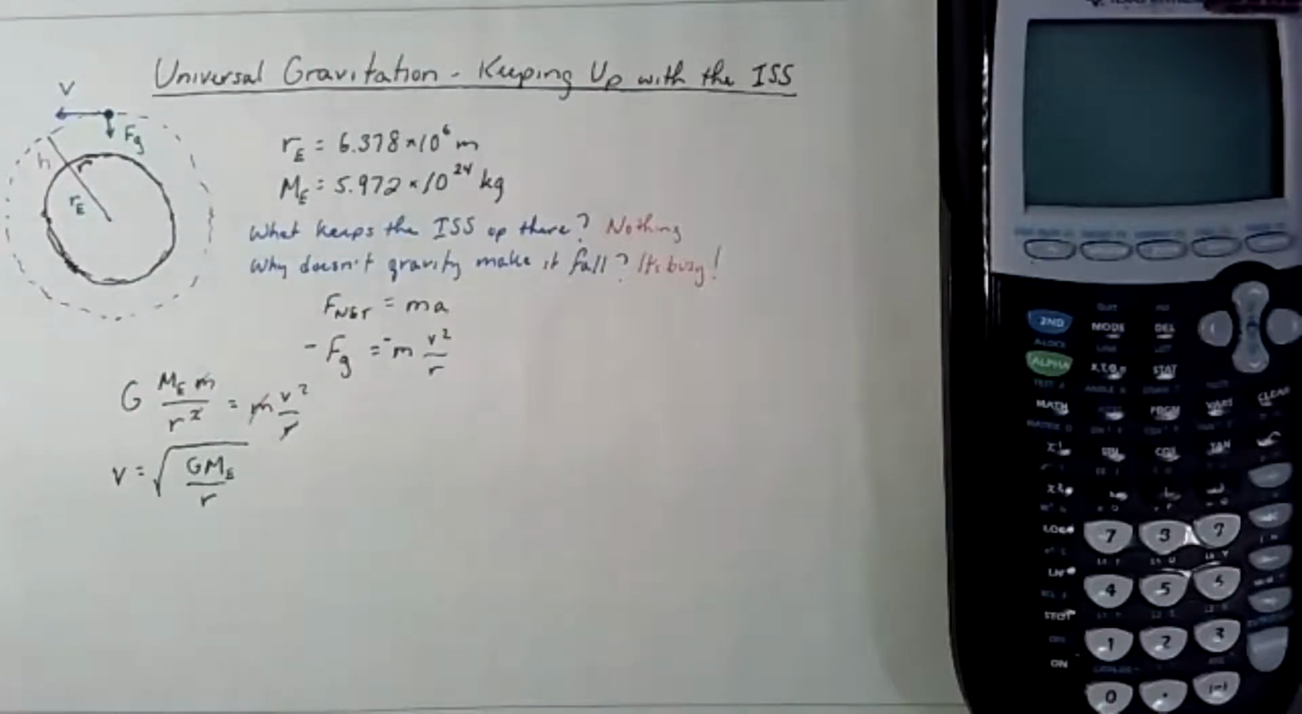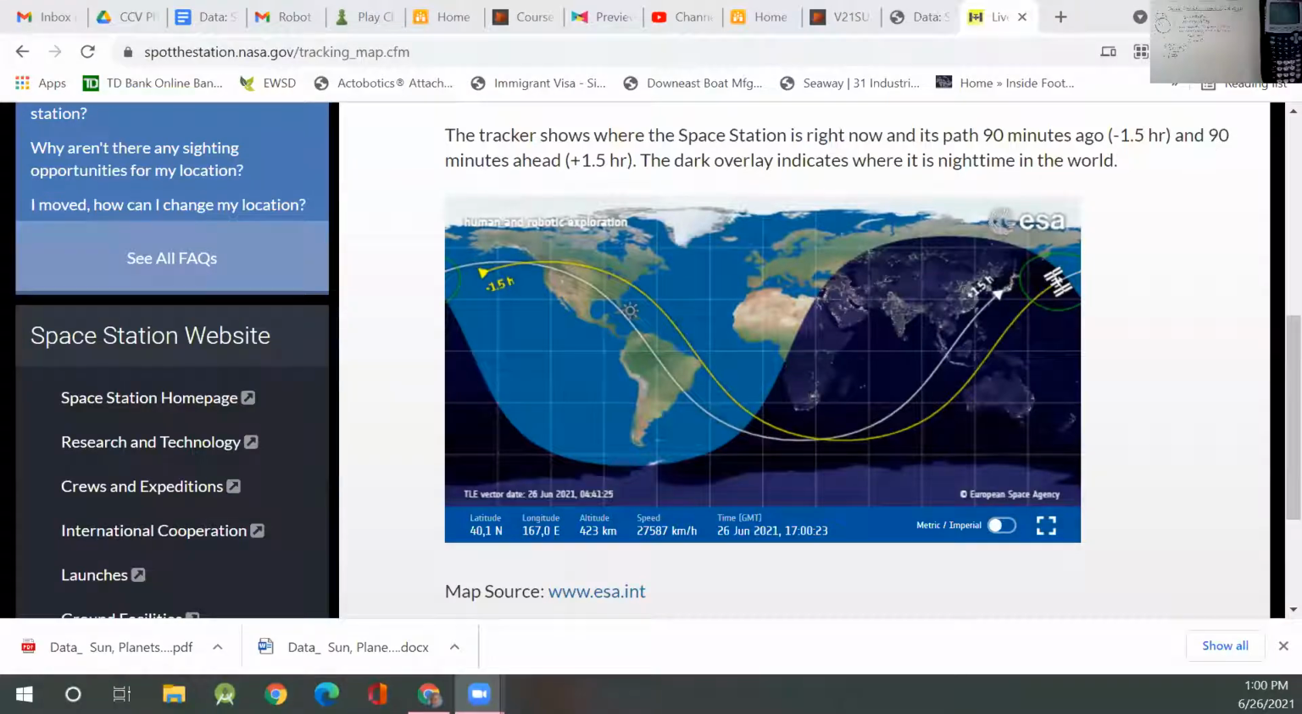So let's check out and see what the altitude of the International Space Station is. So I'm just going to share my screen really quick, and we'll take a look at a tracker that tells us where the International Space Station is. Okay, so I took this link and I pasted it into Canvas. So anytime you want to check this out, you're welcome to.